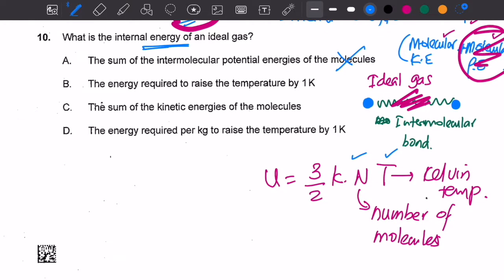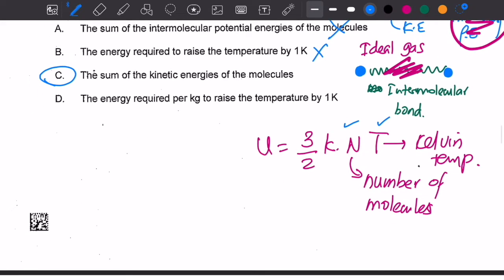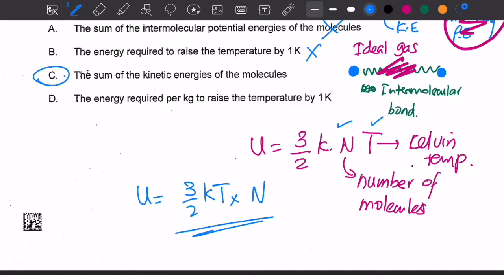Energy required to change is no. The sum of molecular kinetic energy of molecules. Exactly what I mean is internal energy is actually the molecular kinetic energy of one gas molecule times the number of molecules, and so the answer should be C.